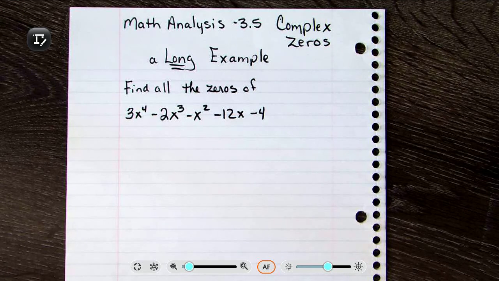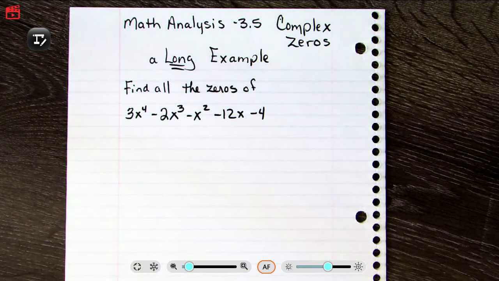We are talking about complex zeros of polynomials, and this is going to be a long example. Long because I'm going to go through a lot of the trial and error stuff. I do know the answers, so I could just jump right to it, but I kind of want to go through all the process that you would if you were just given the problem.